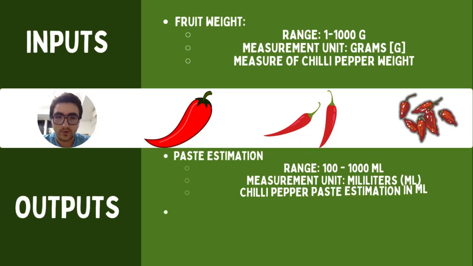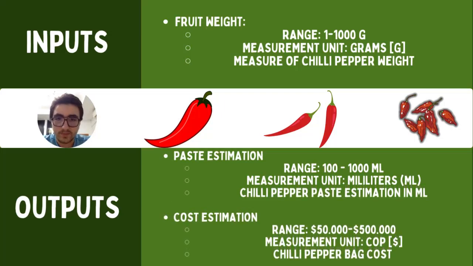All right, so for this small scale simulation, we can expect the input to be between 1 and 1,000 grams, and it is the measure of chili pepper weight. And the outputs of this system are the paste estimation, which can range between 100 and 1,000 milliliters, and the cost estimation, assuming we're paying 6,500 pesos per gram, measured in COP.